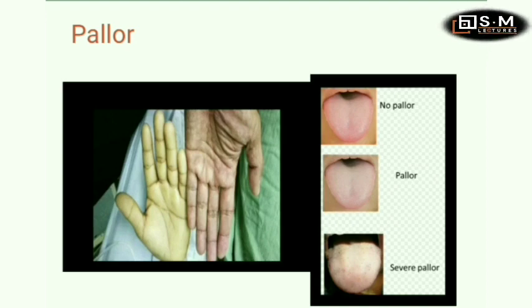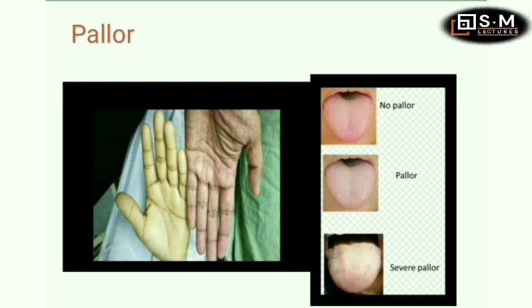So in the hospital setting, normally you will compare the hand of your patient that's suspected to be pale with your hand. But if it is a lady, it is advisable to use the hand of another lady to compare with the hand of the patient, because there is a difference between the level of oxygenation in men and in women.